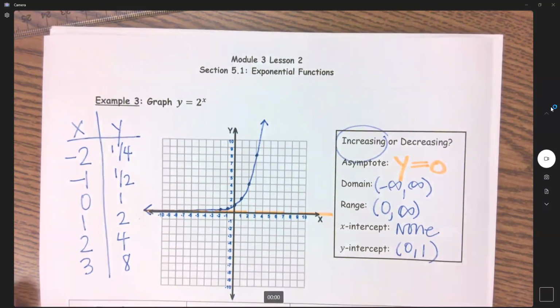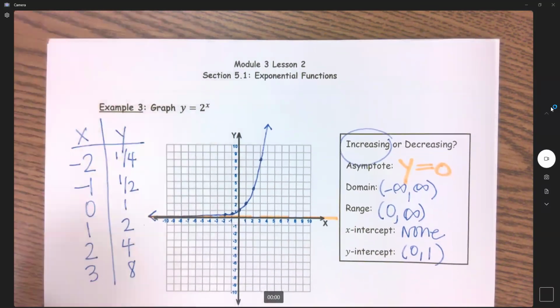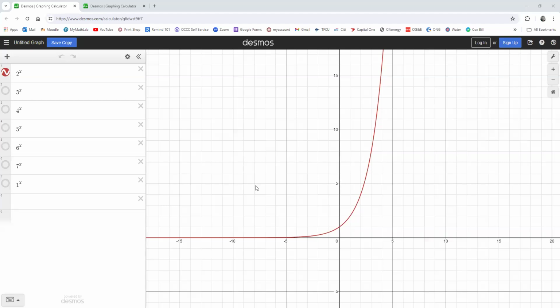Now, before we go on to the bottom of this page, let's just kind of talk about graphs that are kind of similar to this. So let me share a different screen here. Okay, so here is Desmos, and I already have it clicked on 2 to the x power. So that's what we've already graphed right here. And you can see it's crossing right here at 0, 1, and you have that horizontal asymptote.